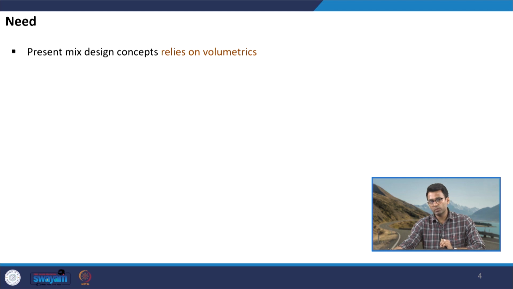By now we all understand that the present mix design concepts which are available are mostly based on volumetrics of bituminous mixes. For example, typically we use air void as the primary criteria. We determine the optimum binder content at 4% air voids, and then we check whether at this binder content other parameters like VMA, voids filled with bitumen, the stability of the mix or the flow in the mix are within the specified ranges, and then we confirm this binder content as the optimum binder content.